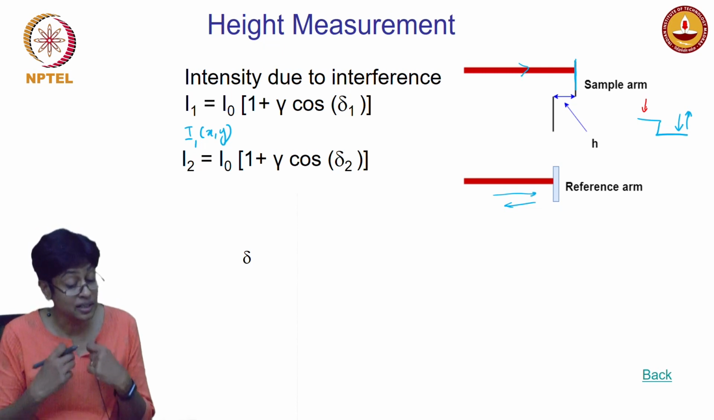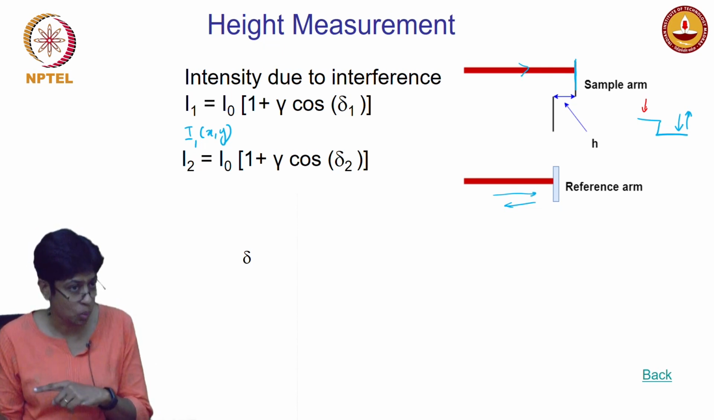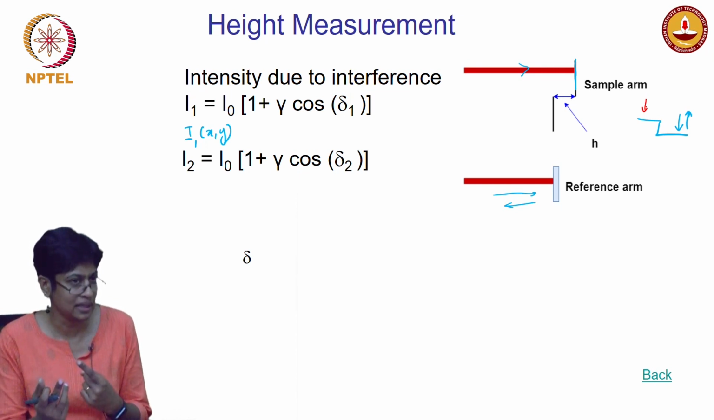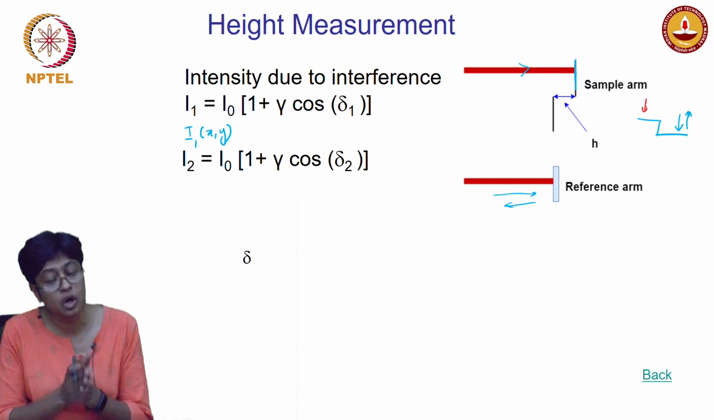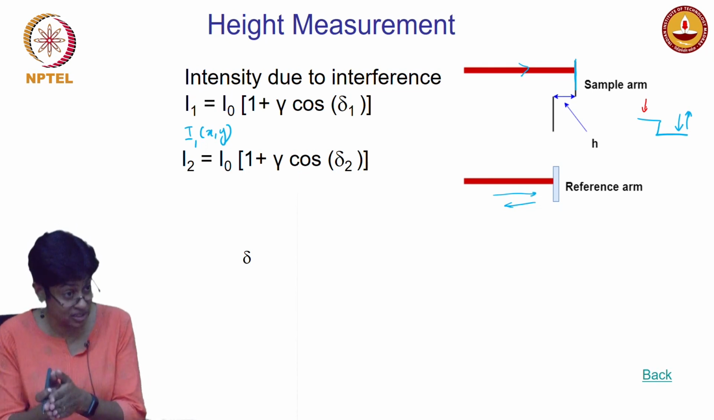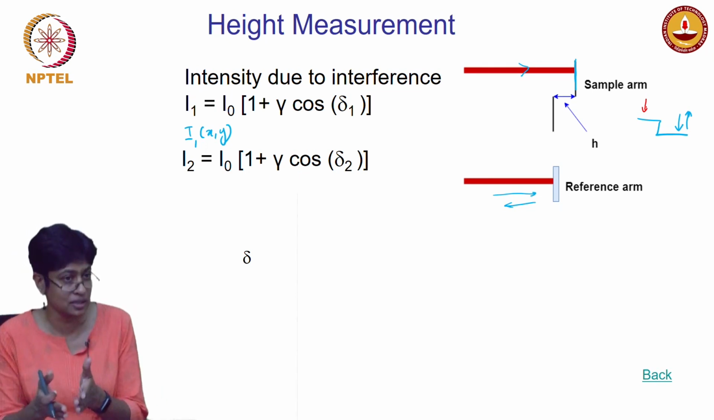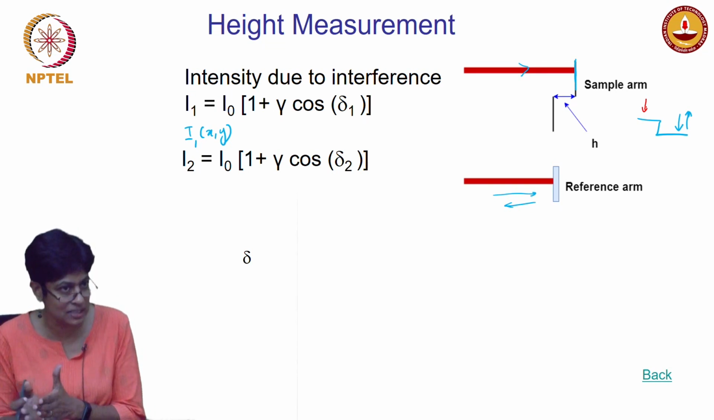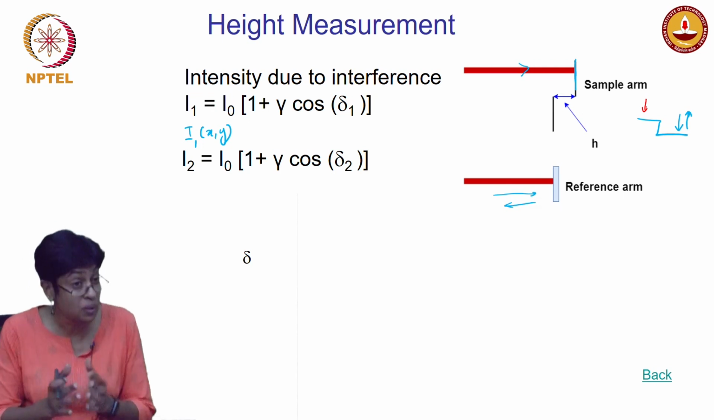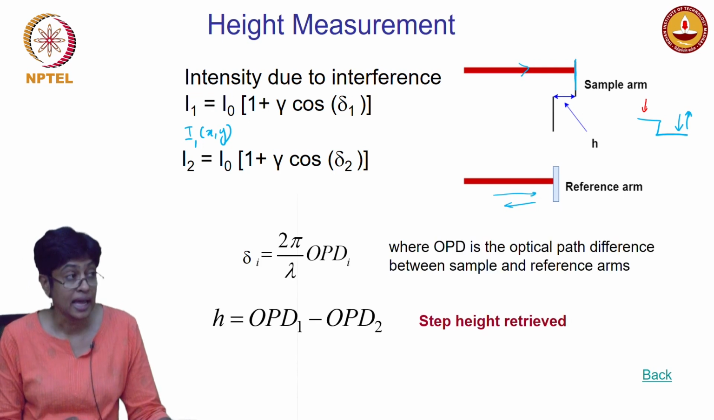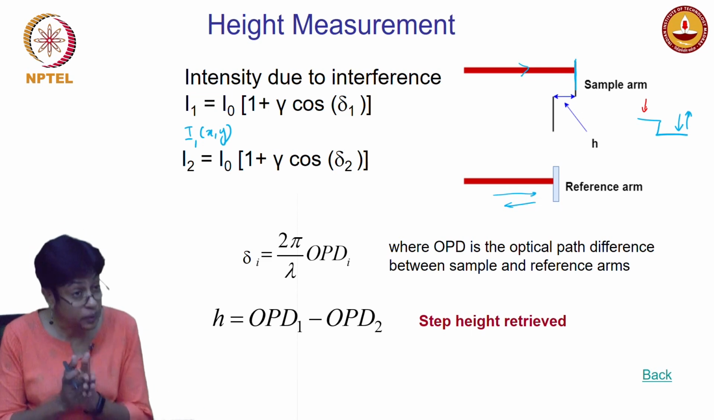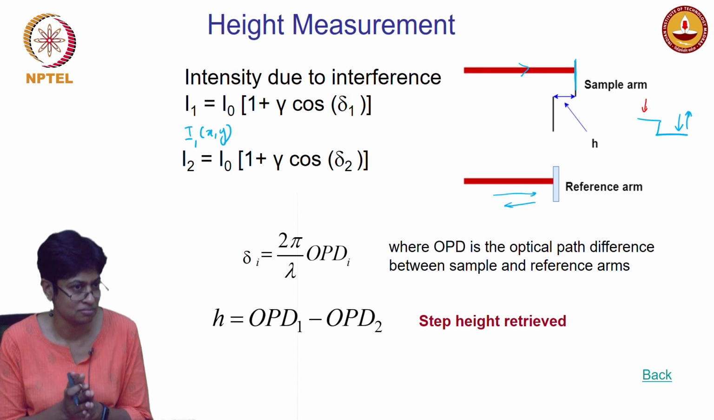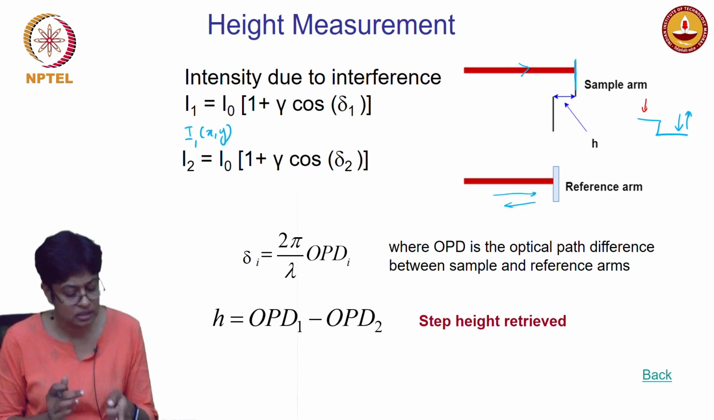What I am interested in is finding not delta 1 or delta 2, but the difference in optical path length. Delta 1 relates to the optical path length seen by the beam in the first case, and delta 2 is the optical path length seen by the beam in the second case. If I could somehow get this information and take the difference between these optical path lengths, I should be able to extract height from that. Agreed?